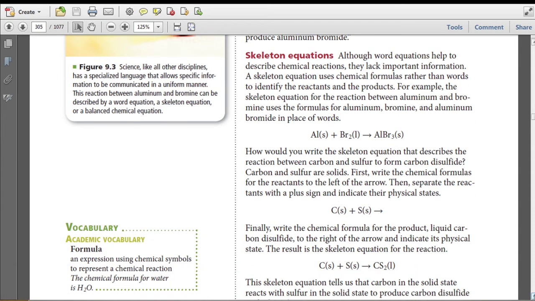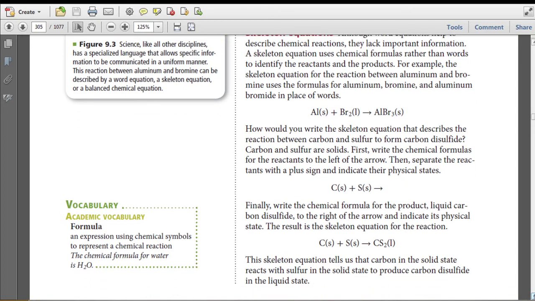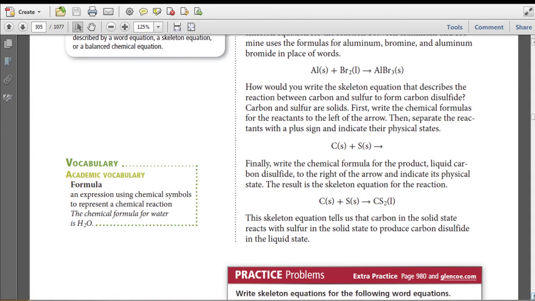How could you write the skeleton equation that describes the reaction between carbon and sulfur to form carbon disulfide? Carbon and sulfur are solids. First, write the chemical formulas for the reactants to the left of the arrow. Then separate the reactants with a plus sign and indicate their physical states. Finally, write down the chemical formula for the product, liquid carbon disulfide, to the right of the arrow and indicate its physical state. The result is the skeleton equation for the reaction.